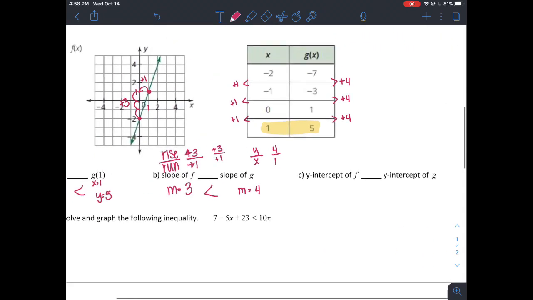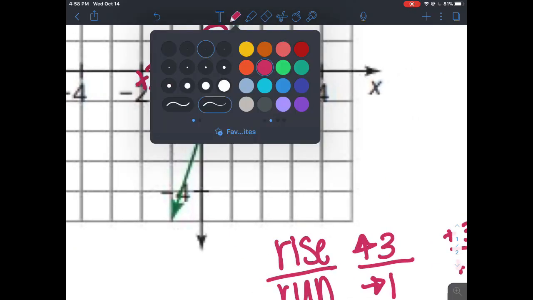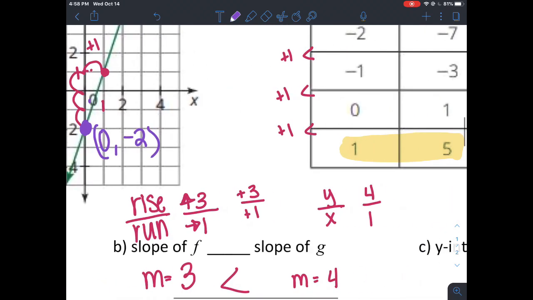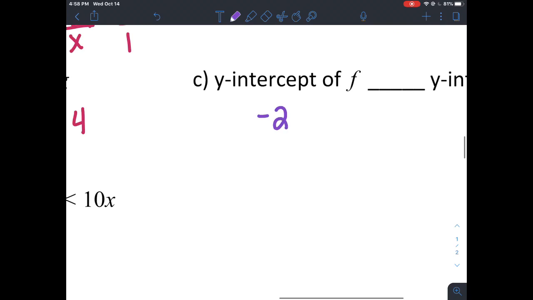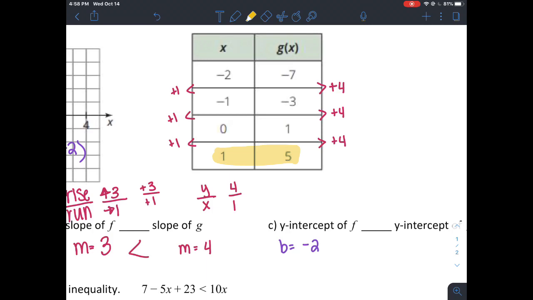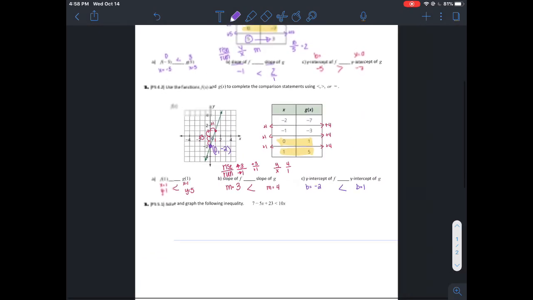And then the y-intercept of f, we're going to look at the y-axis. I'm just trying to change colors here. Where does our line cross the y-axis? Right here. When x equals 0, y equals -2. And so let's write that in, -2. And for this one, when x equals 0, y equals 1. So b equals 1. 1 is greater than -2.